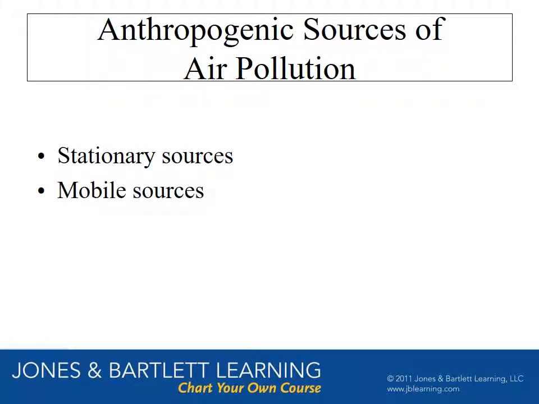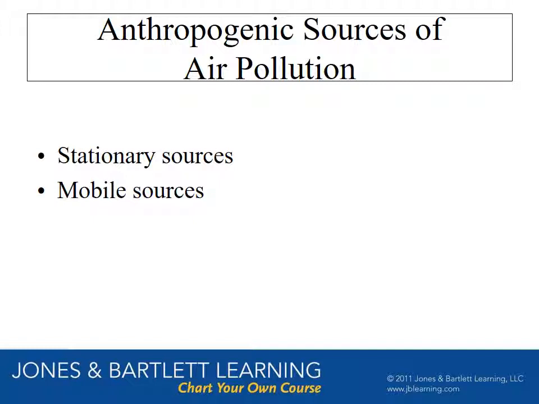Human-made or anthropogenic sources of air pollution can be classified into two types: stationary sources, which means they don't move, they stand in place, and mobile sources, which is the one that we're probably most familiar with. Mobile sources include cars, but also trains, boats, and buses or other sources that move around, like maybe even construction equipment.